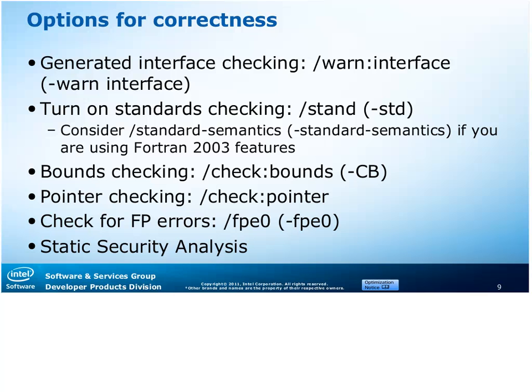Bounds checking and pointer checking, these are options. Again, on Windows and in Visual Studio, bounds checking is on by default. I think pointer checking is off by default, but you can turn that on.